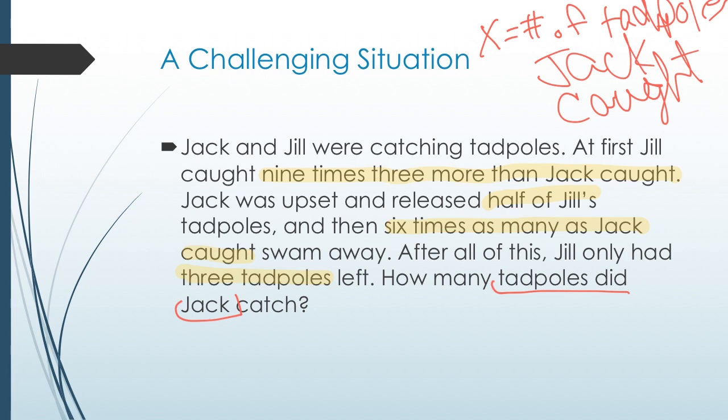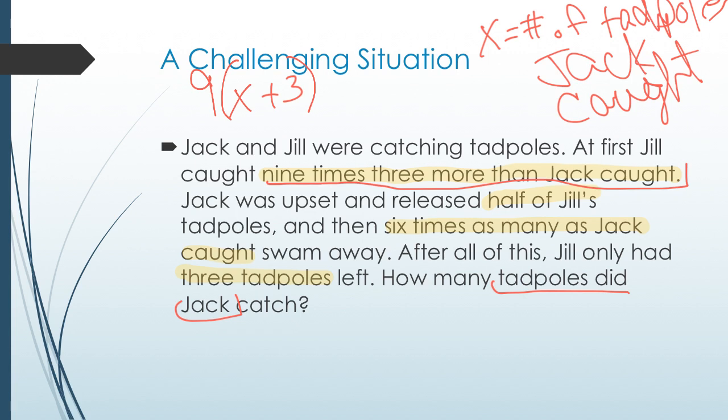First thing, I know this phrase right here, 9 times 3 more than Jack. Well, 3 more than Jack is x plus 3. Well, 9 times that, I'm just going to put it in parentheses, put 9. Well, there's that part: 9 times 3 more than Jack caught.